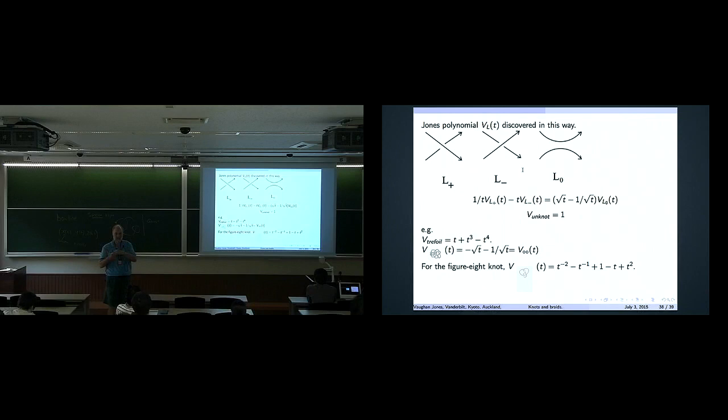This link was the first example found, and it was found just by luck, searching through the computer tables, by Morton and Thistlethwaite. One more example, the figure 8 knot, which is known to be the same as its mirror image, has this as its polynomial.